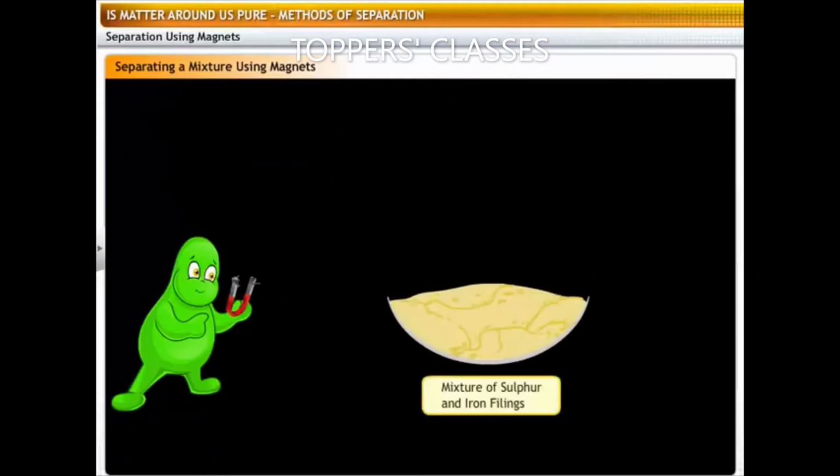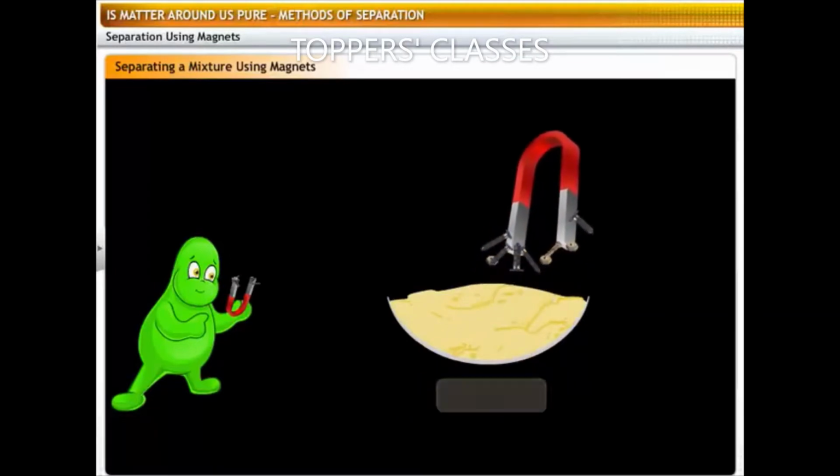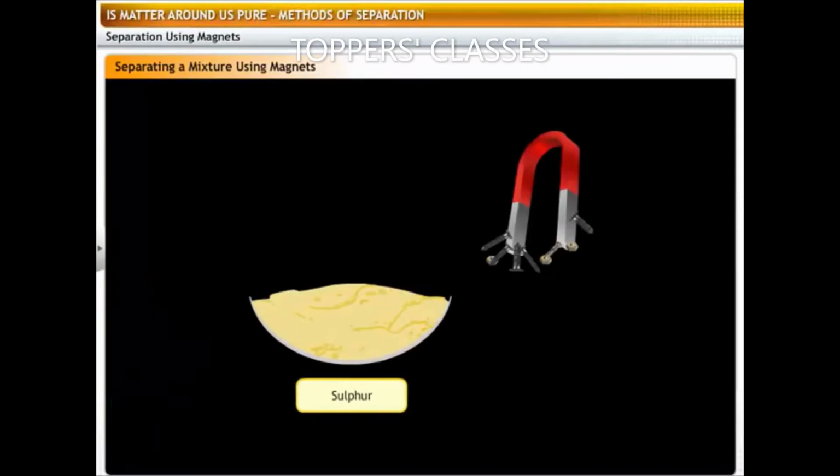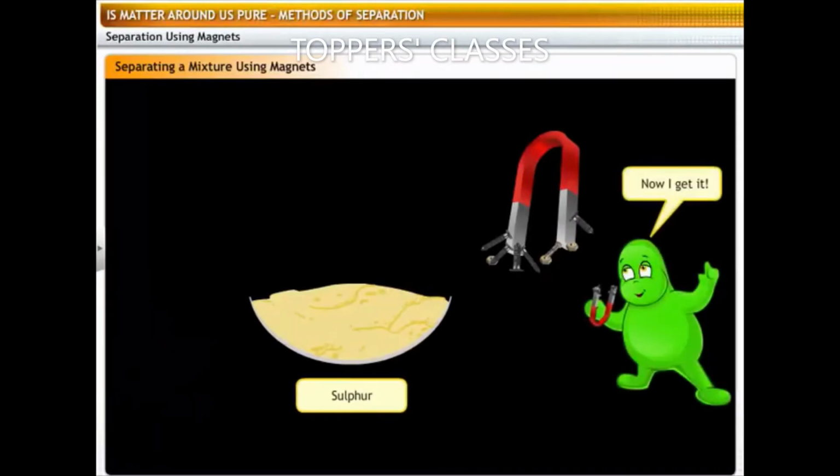You can separate a mixture of sulfur and iron filings by passing a magnet over it. The iron filings will get attracted to the magnet and will stick to it. You can use this method to separate a mixture in which one of the components is a magnetic material. Now I get it.